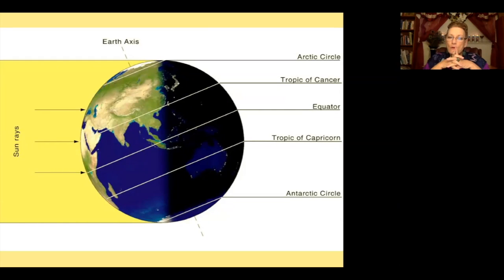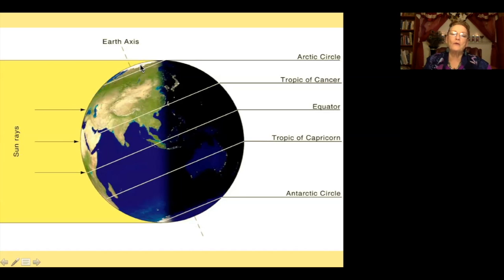This is the Earth. And most of you probably know that the Earth is not straight up and down as it rotates on its axis. It's at a tilt. It's at a tilt of 23.5 degrees. And that changes everything.